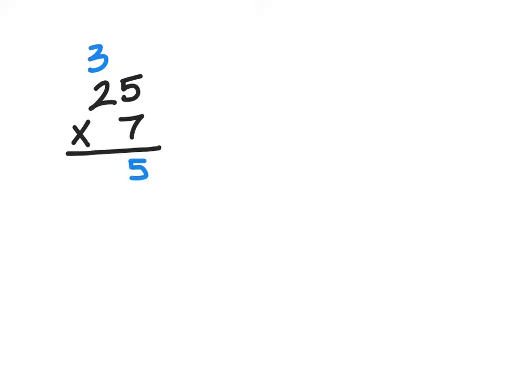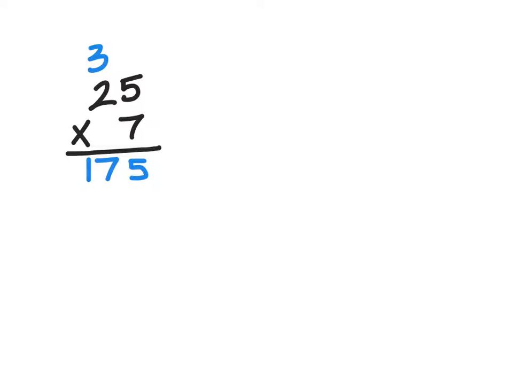Now I'm going to multiply 7 times 2. It's going to give me 14, but it's not 14, it's 14 tens. So I'm going to take my 14 tens, I'm going to add it to my 3 tens, and that's going to give me 17 tens, or 175.